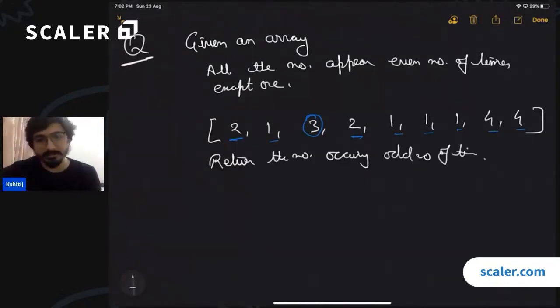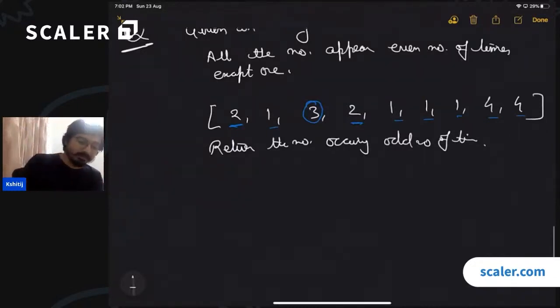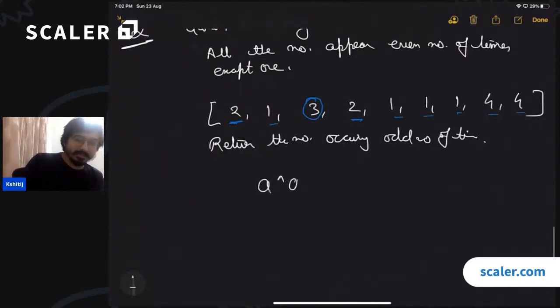XOR of all the elements. Okay, so I can see that most of you are giving the correct approach, which is XOR of all the elements, which is absolutely correct, right? So we know that A XOR A is 0.